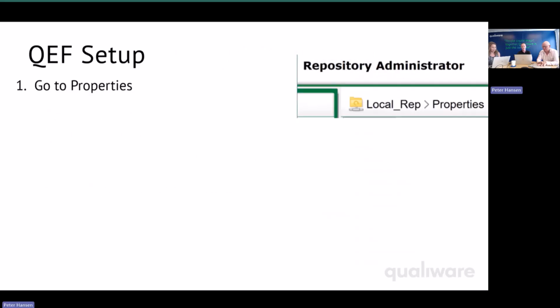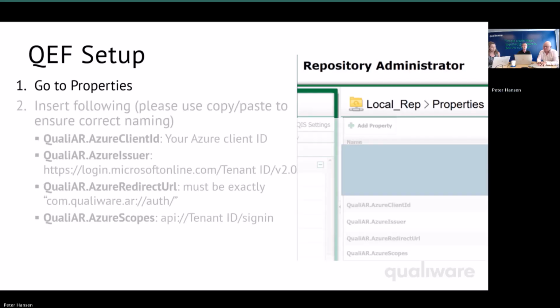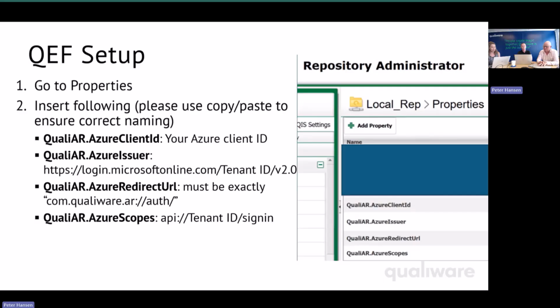When you have that information, you need to go to the QEF repository administrator. You go to Properties. In there, you need to put in the four keys: the Azure client ID, Azure issuer, the Azure redirect URL, and the Azure scopes. When you're putting them in, please use copy paste to ensure that the keys are correct.